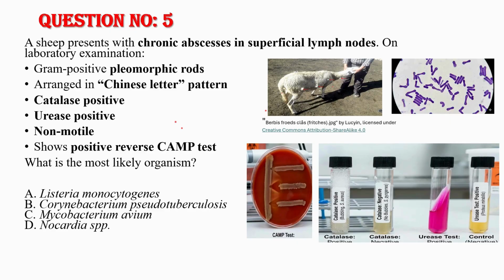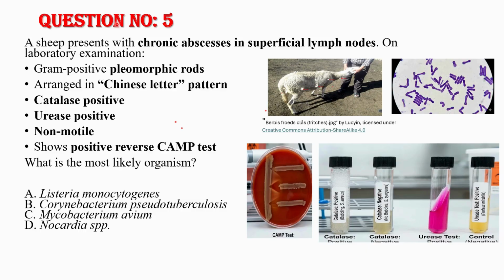Let's analyze this case carefully, just like we would in a diagnostic laboratory. A sheep was presented with chronic abscesses in the superficial lymph node. You can see in this picture. When you hear this, one disease should already come to mind. Which one is that? Yes, it's caseous lymphadenitis, a classic condition in small ruminants.